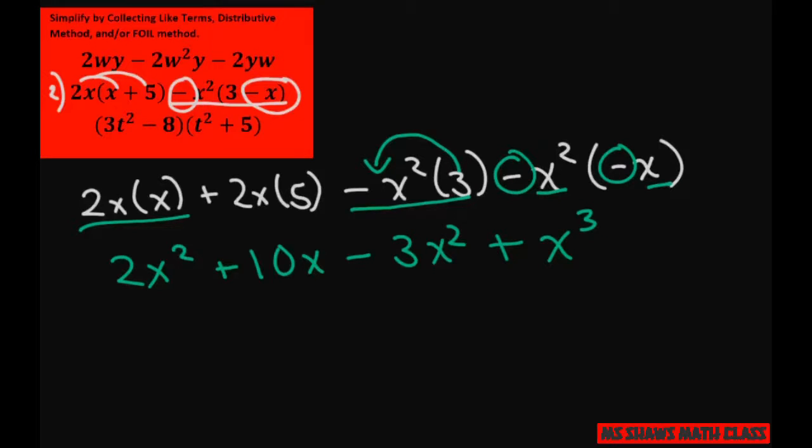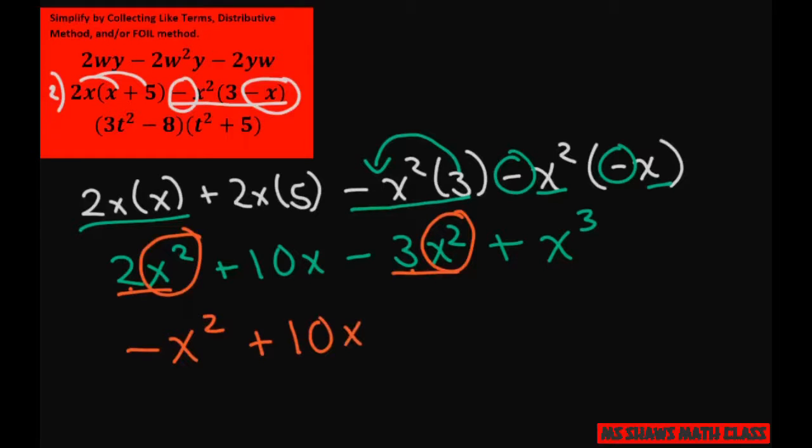All right, let's see if we have any like terms. These are like terms because these are the same. So that's going to be negative x squared. 2 minus 3 is negative 1. Then we still have 10x plus x cubed. So these are not like terms, so you can't add those up.